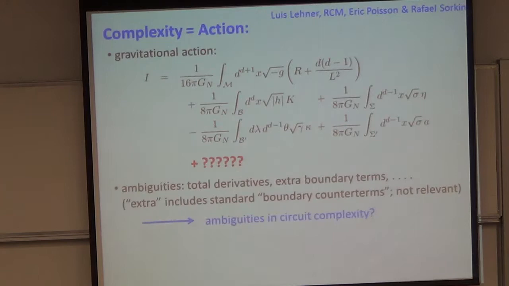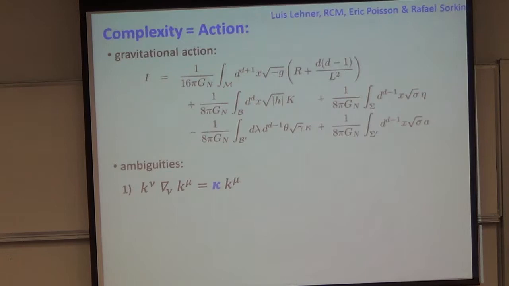Having said I have this beautiful action, in fact, it is ambiguous in itself. When I vary it, I know that those terms give me the appropriate variations to cancel the surface terms. But if I try and evaluate it on shell the way I'm supposed to do, I can make different choices and get different answers. In particular, what this equation is saying is how much the geodesics along the null generators of these null surfaces fail to be affinely parameterized. That is, I can change this lambda, and that changes the kappa.